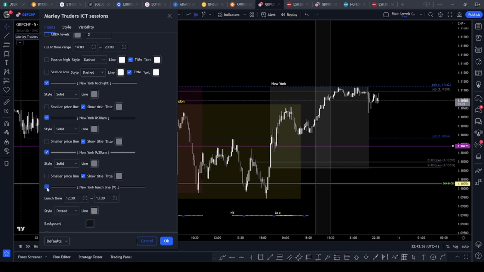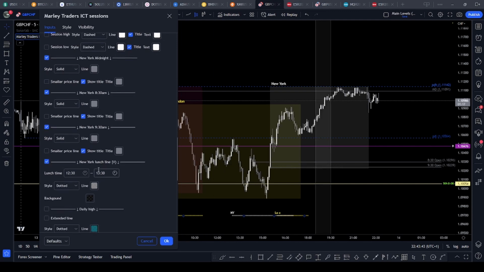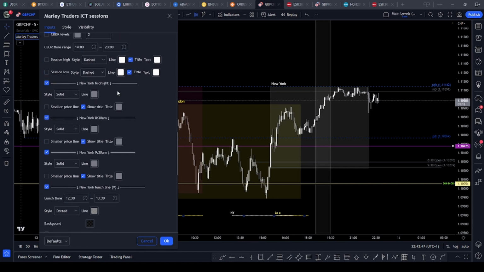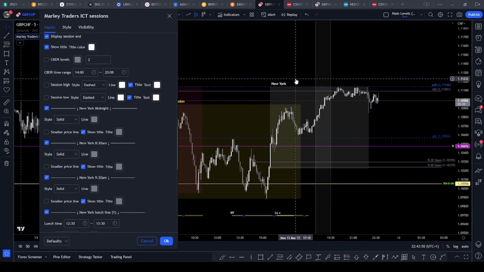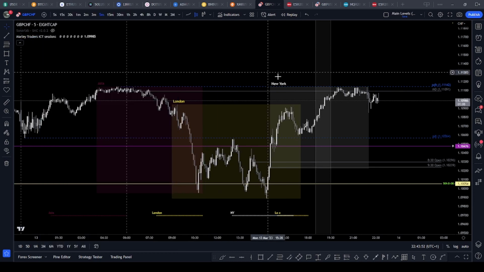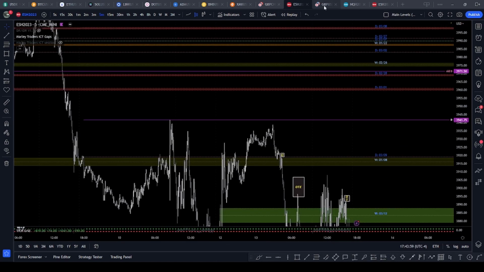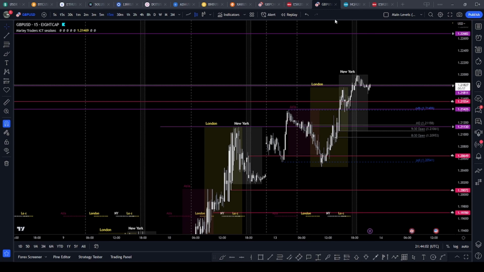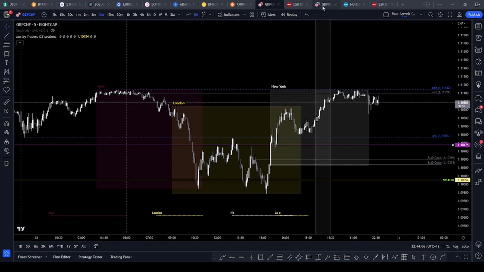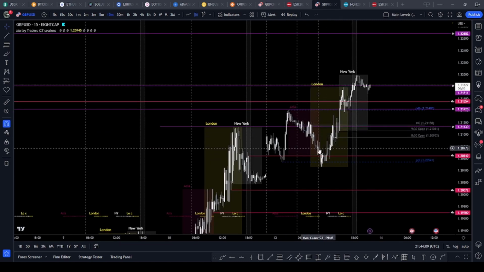So this is New York launch. You see, takes it out. This is the time, and so anything you deactivate will be removed from the indicator here. So again, another trade that was, no, not that, that was also highly profitable was this. Yes, this one.